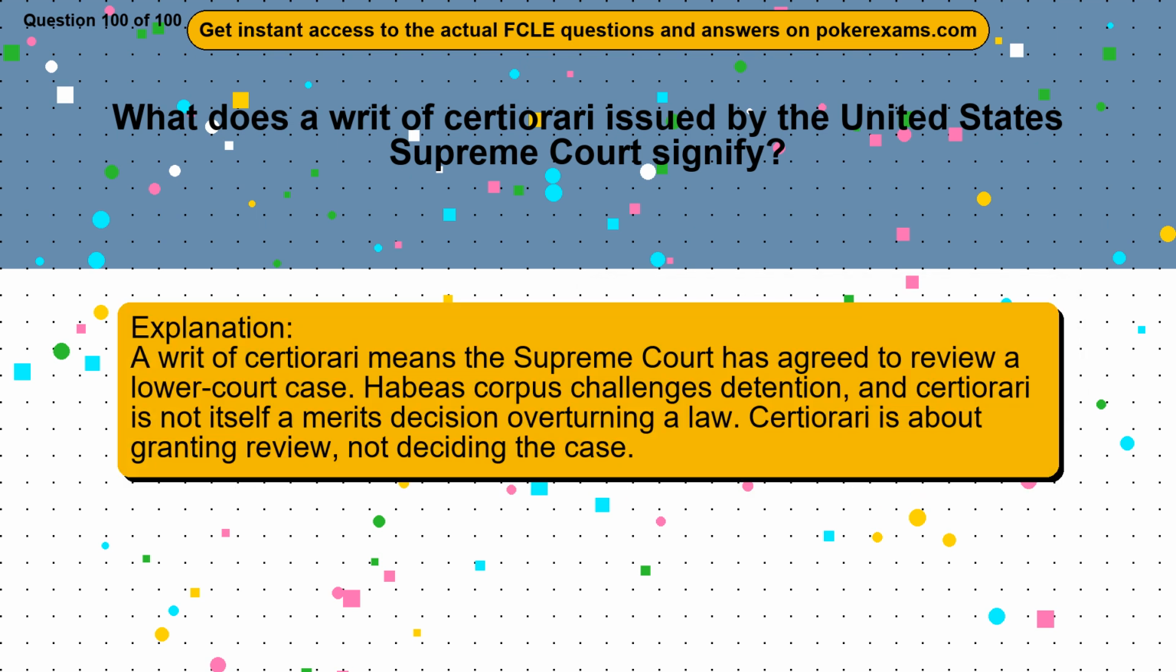A writ of certiorari means the Supreme Court has agreed to review a lower court case. Habeas corpus challenges detention, and certiorari is not itself a merits decision overturning a law. Certiorari is about granting review, not deciding the case.